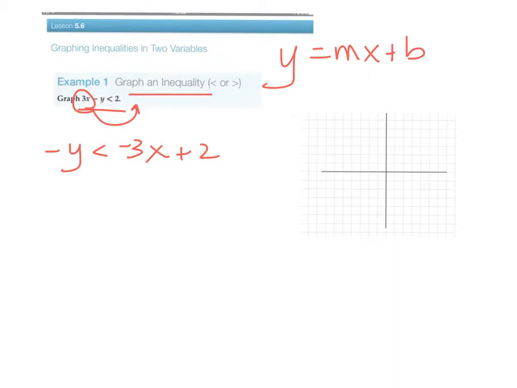Now, I have to divide by negative 1 with everything because that's what's in front of the y. So this becomes y, but the sign must switch directions, and so I get 3x minus 2.